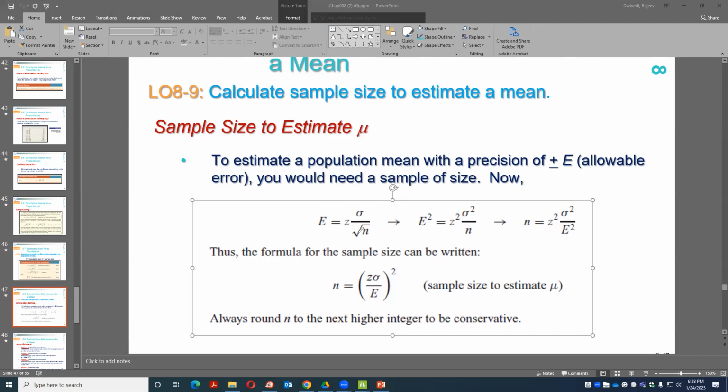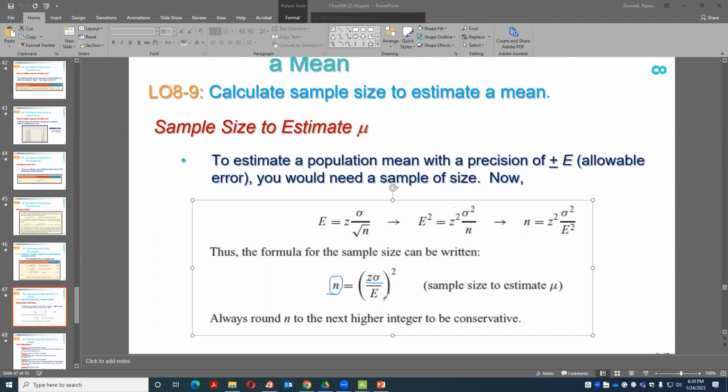To remove this square root, we square. Now we get N equals Z squared sigma squared over E squared. So N equals (Z sigma / E) squared. Basically, if you know these three numbers, you can calculate what the sample size should be.